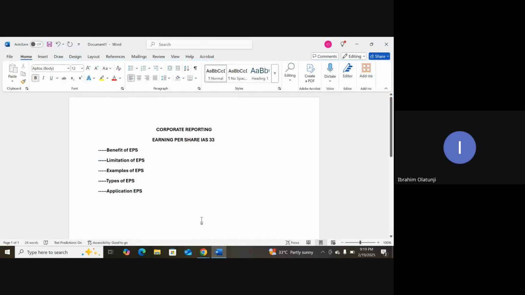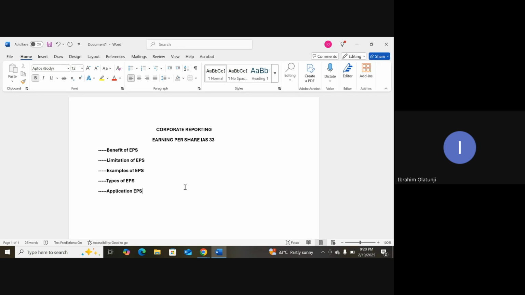Okay. So another thing that we can think of under limitations of earning per share is that it is not a complete truth. As a result, you cannot use it for investment analysis. Earning per share is not a complete tool for investment analysis, and as a result, it cannot provide information on the liquidity position of the entity.